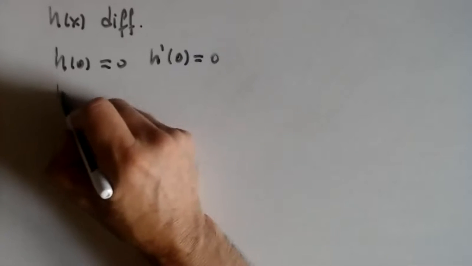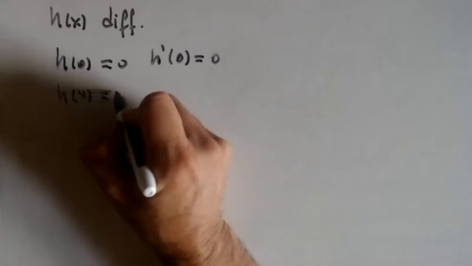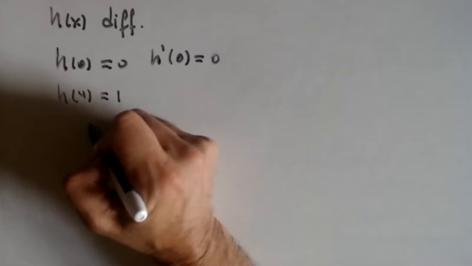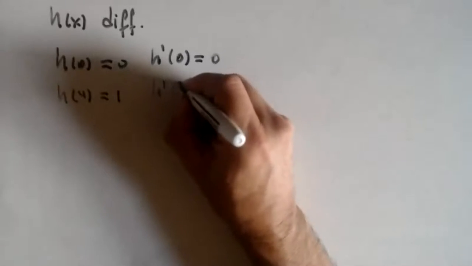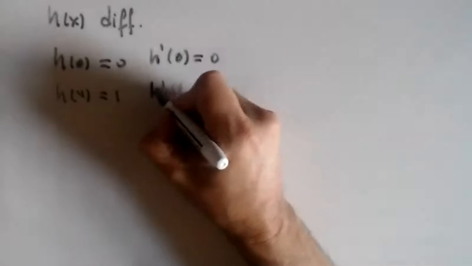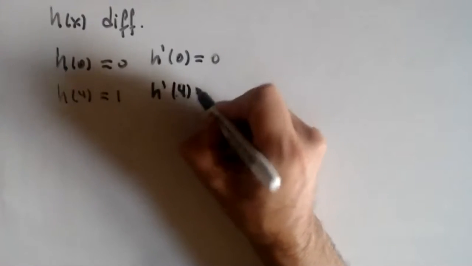So it's a horizontal slope. Then I have that h of 4 is 1, that is, x equals 4 gives 1. And h prime of 4 is 1, correct? Okay, that's the information I read in sections 1 and 2, right?